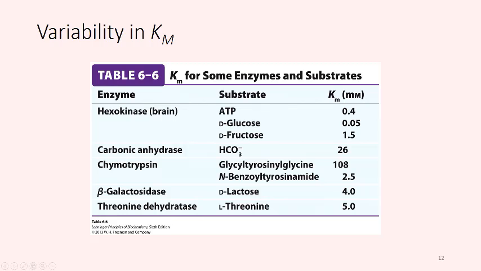Oh, hexokinase actually uses ATP. ATP is a substrate, but fructose is not a native substrate. So that's why the Km for fructose is going to be a couple orders of magnitude higher than glucose. Because it can still act on fructose, it just doesn't do as good of a job. It doesn't like it as much. So you'll see a bigger Km.